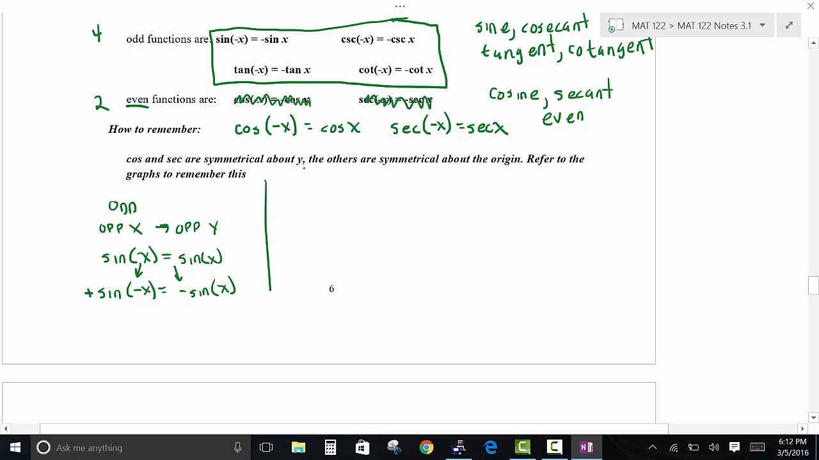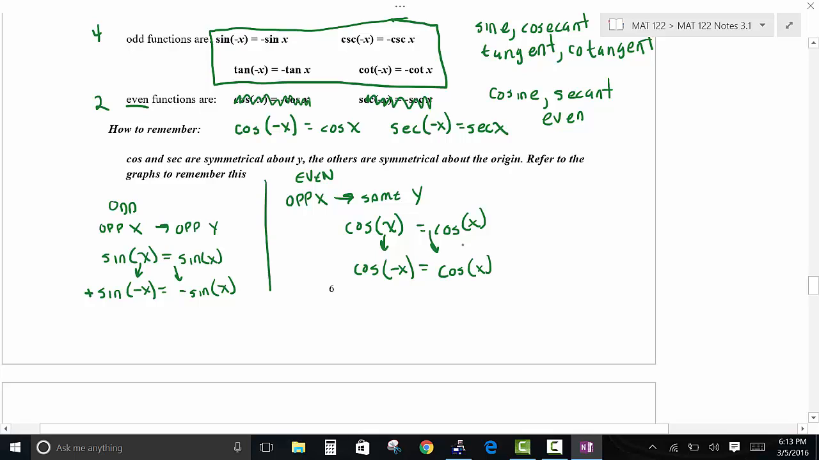Now if you have an even function, if you just remember this, opposite x gives same y, then you can build the identity this way. So the two even functions are the cosine and secant. So obviously the cosine of x is the same as the cosine of x. But if you change this angle to a negative, then you do not change that sign. It's the same.